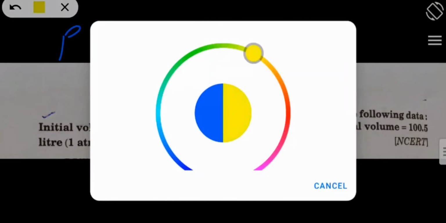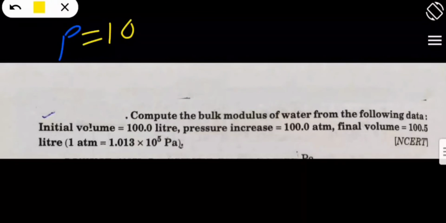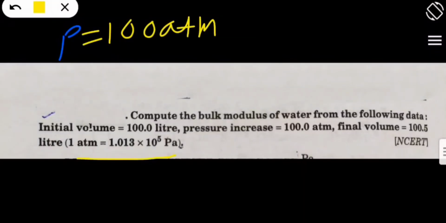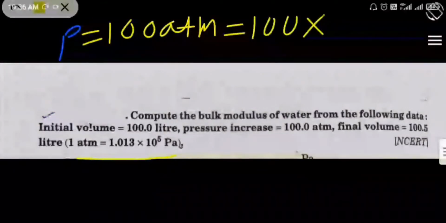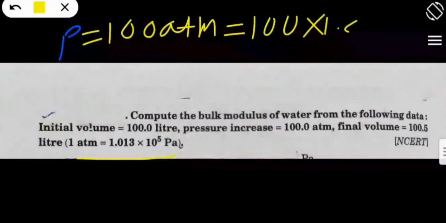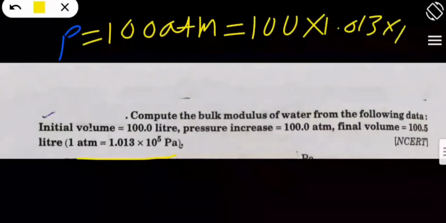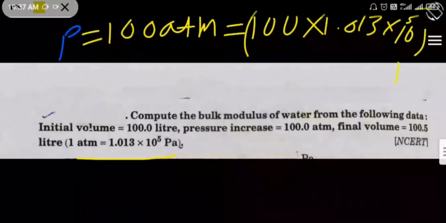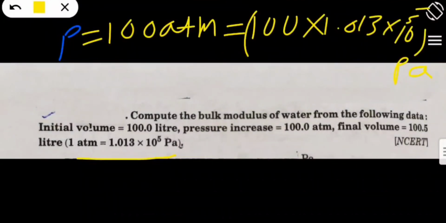Pressure P is equal to 100 atm, given in the question. 1 atm is this much, so 100 atm is equal to 100 into 1.013 into 10 to the power 5 pascal. Okay, this much. So this is the pressure data given to me.